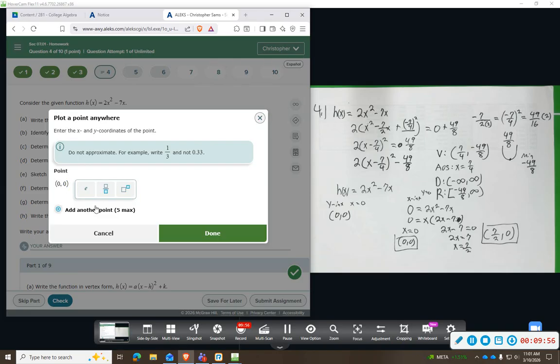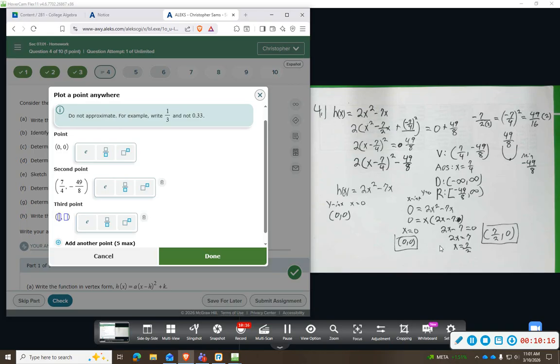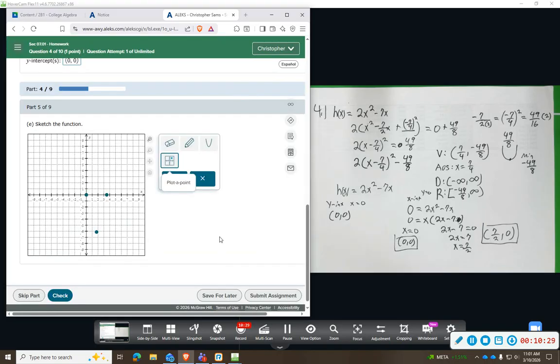Okay, so we're going to put 0, 0, one of the points. I'm going to say add another. We're going to do the vertex, 7 divided by 4, and negative 49 divided by 8. And we're going to add another. We're going to do our other x-intercept, which is 7 divided by 2, and 0. Okay, so these 3 points should be good enough to get the parabola plotted. Now we can do a parabola.